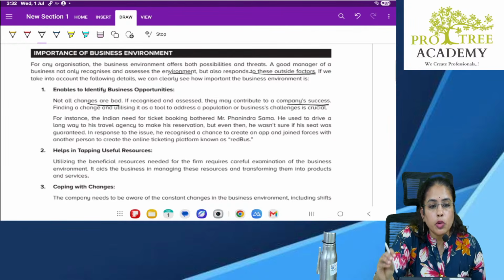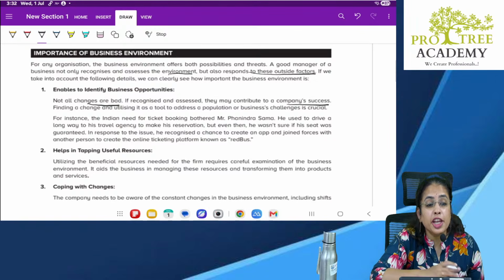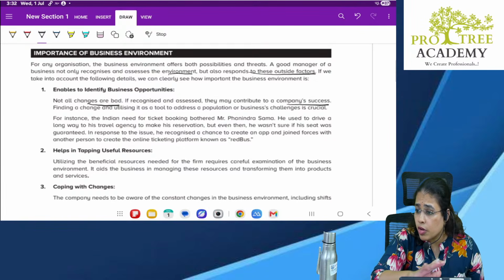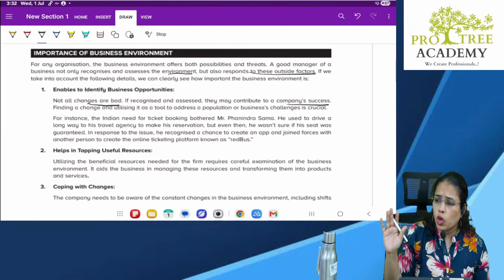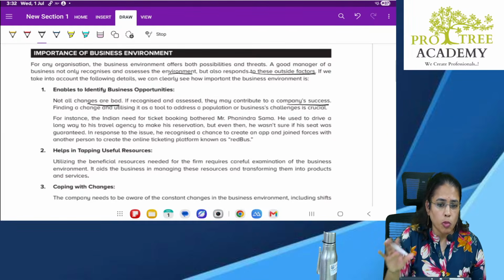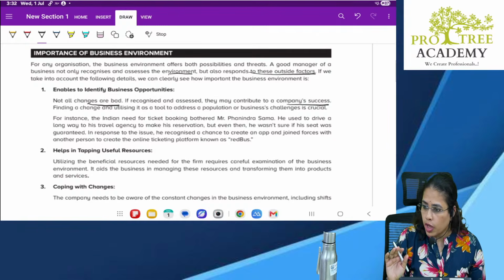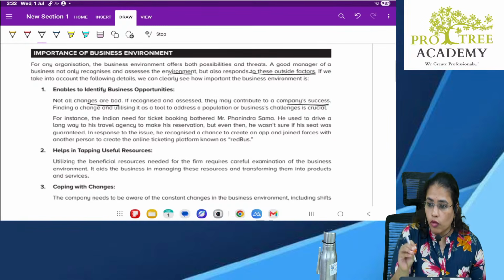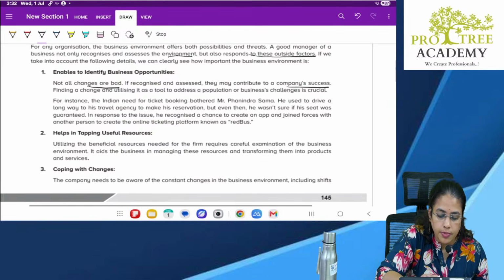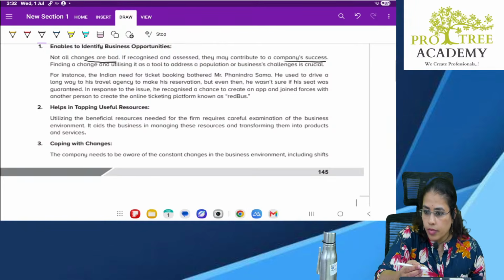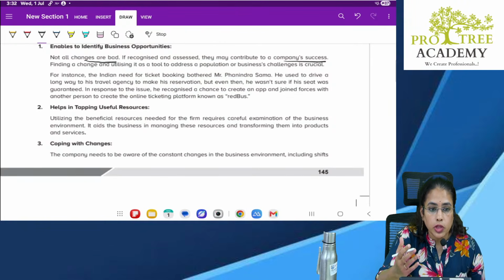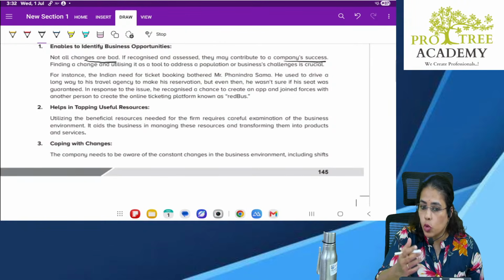He thought, let me make an app wherein I give confirmed tickets to people. They need not travel from here to there. So he made this app as Redbus, wherein you can do your booking from your place, from your mobile itself. Confirmed booking will be done, and you will know whether it's confirmed or not, sitting in your place. So this is an opportunity he made. This is how you have to think innovatively, how you can help people.